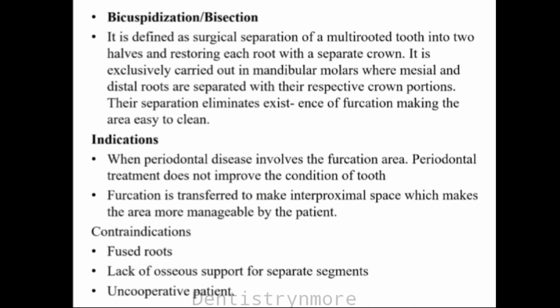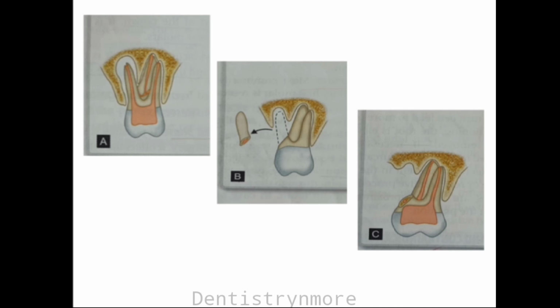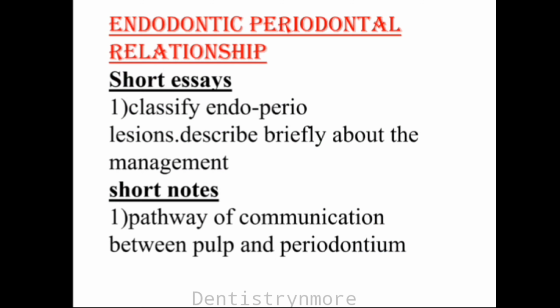Next one is bicuspidization. It is defined as the surgical separation of a multi-rooted tooth into two halves, then restoring each root with a separate crown. It is commonly carried out in mandibular molars, where the mesial and distal roots are separated with their respective crown portions. The indication is mainly when periodontal disease involves the furcation area, and it is contraindicated with fused roots and uncooperative patients. So this is the bicuspidization figure. And that is all about surgical endodontics.